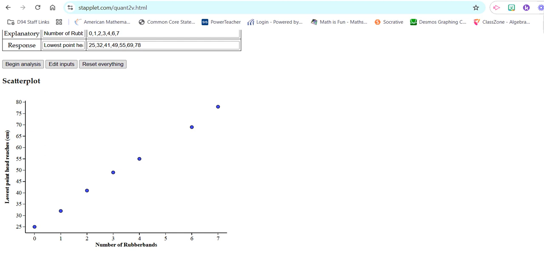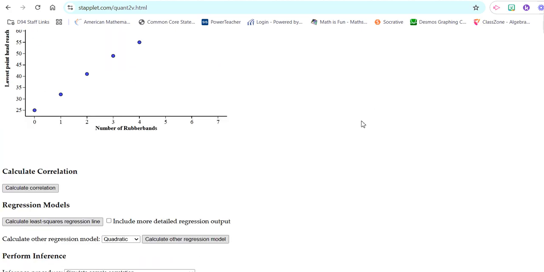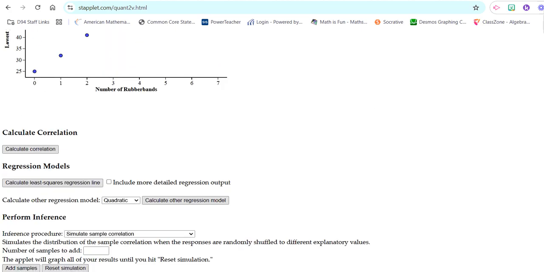How can we determine what the correlation coefficient is? Well, if we scroll down below the scatter plot, we see Calculate Correlations. If we click here, it will do the calculations for us. Since it's fairly strong, I would expect a high correlation coefficient. And look, it's 0.999. That's a very strong relationship.